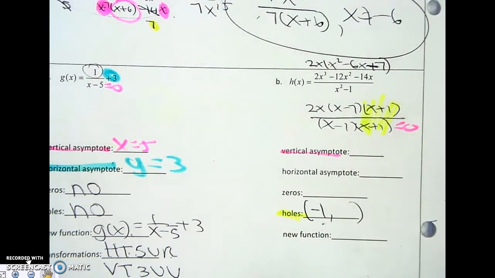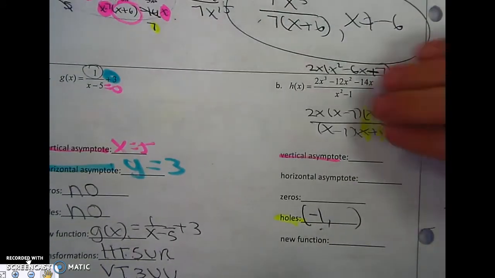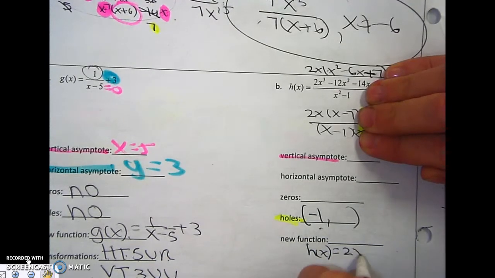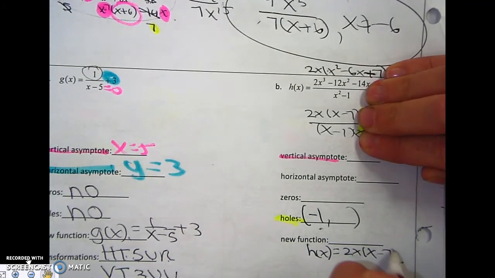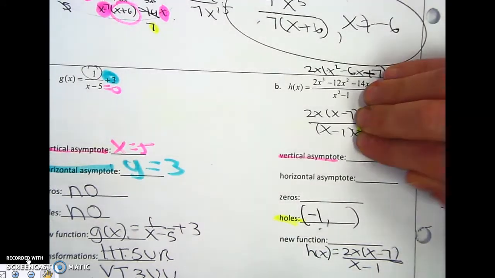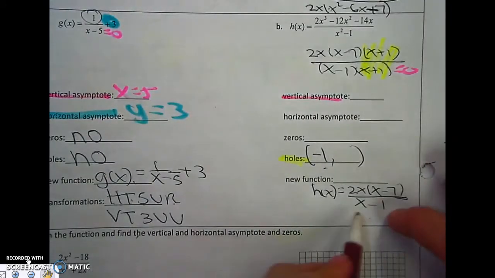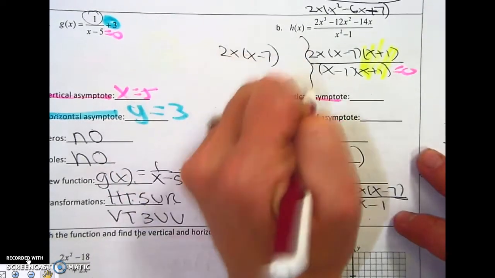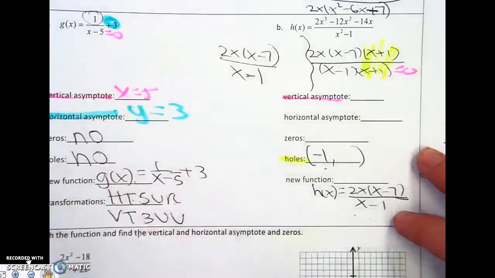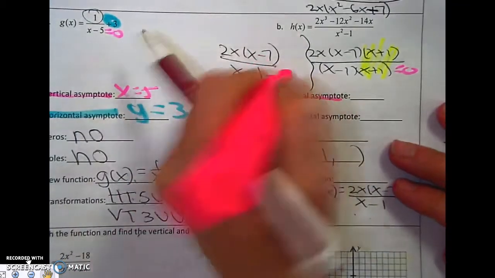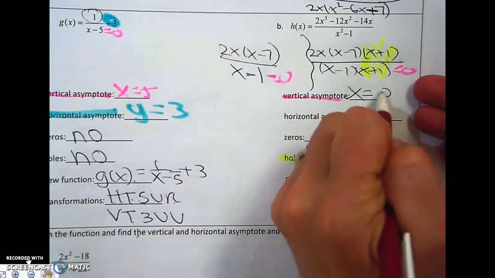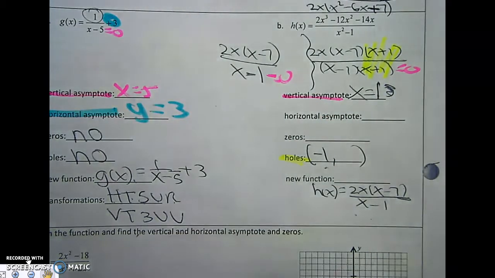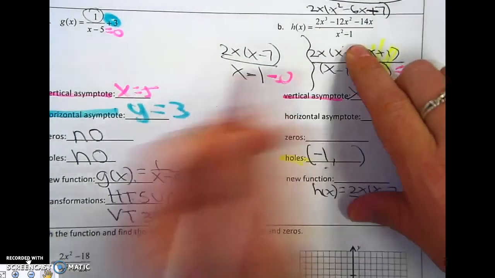It's at negative 1. So if I do that, let me write my new function. H of x equals 2x parentheses x minus 7 over x minus 1. Okay? So I'm going to use this new function, which I guess I'll write over here, to get my information. So vertical asymptote, set the denominator equal to 0, x equals 1. The horizontal asymptote is affected by the degree. You could either look at the original function or the new one.